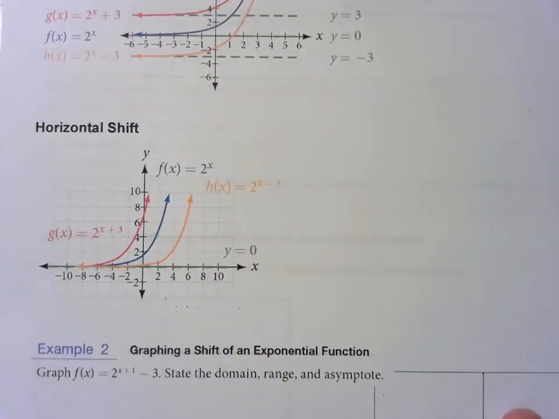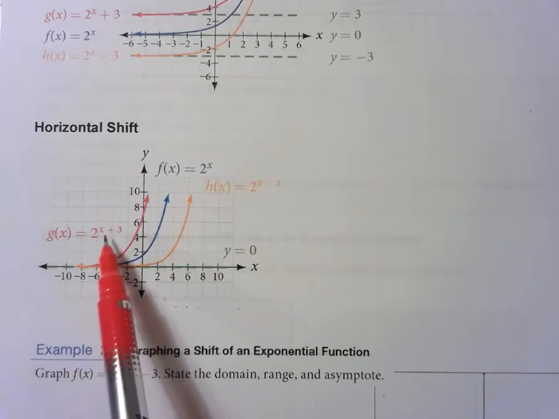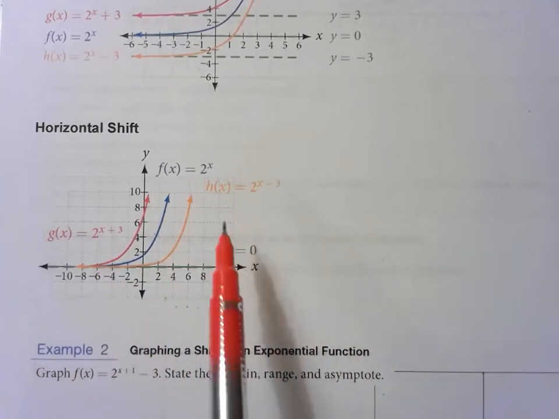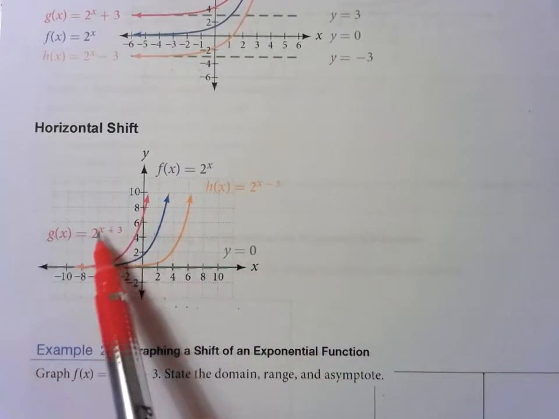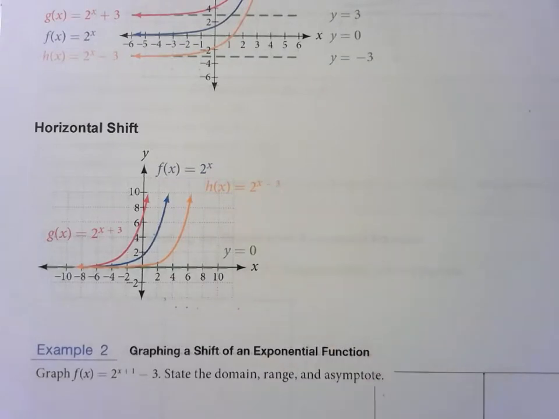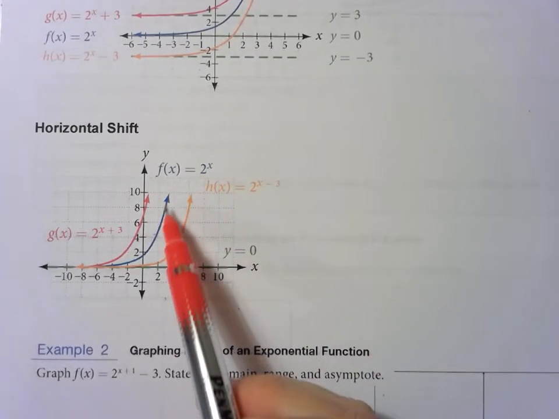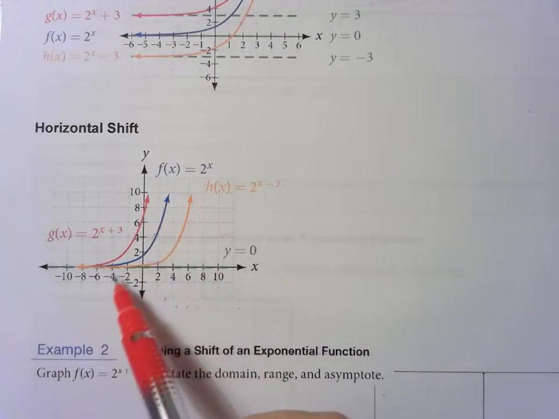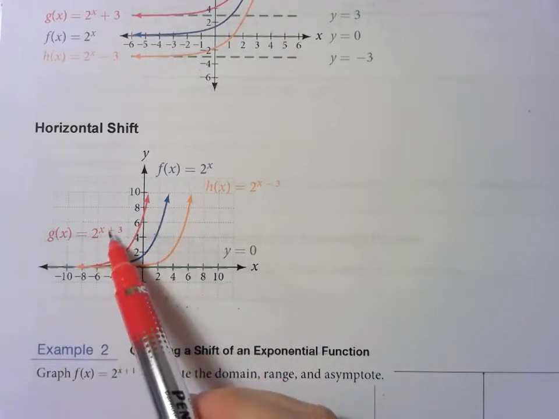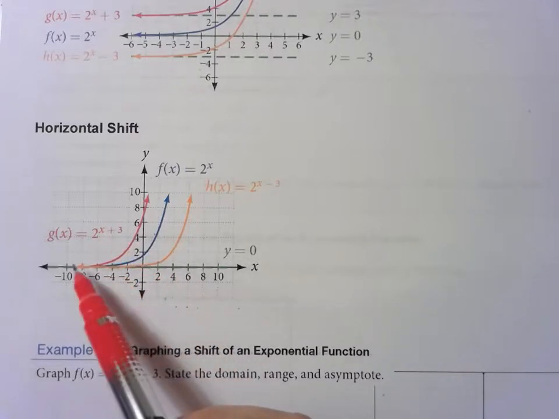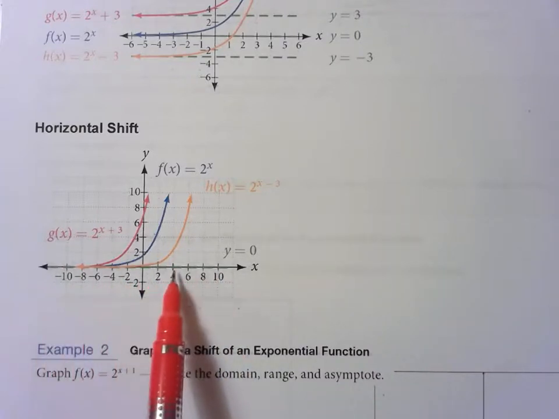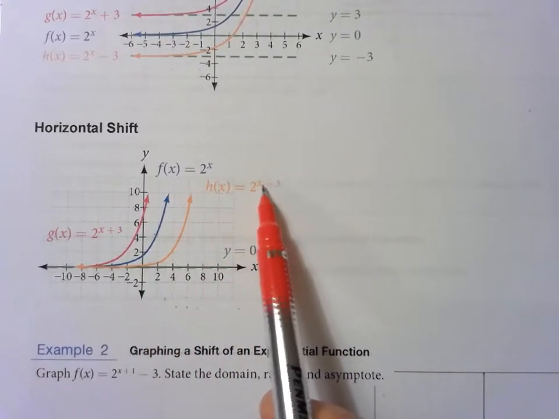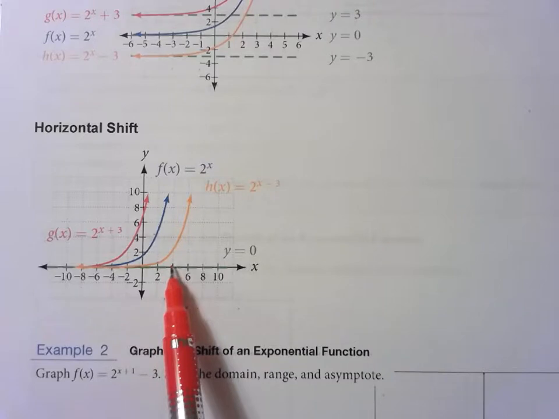We also have a horizontal shift, which is where you add or subtract inside the function. When we say inside the function, when we're talking about an exponential function, that means inside the exponent. Wherever the x is, that's inside the function. So this is our parent, this blue one here. This is our parent function, 2 to the x. If we add 3 inside the function, remember that makes it shift left 3 units. Your horizontal asymptote is still y equals 0. If you subtract 3 inside the function, it shifts right 3 units.